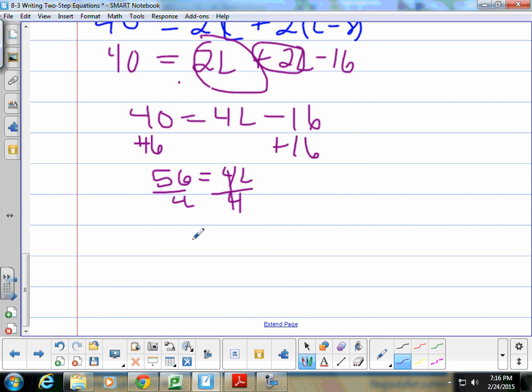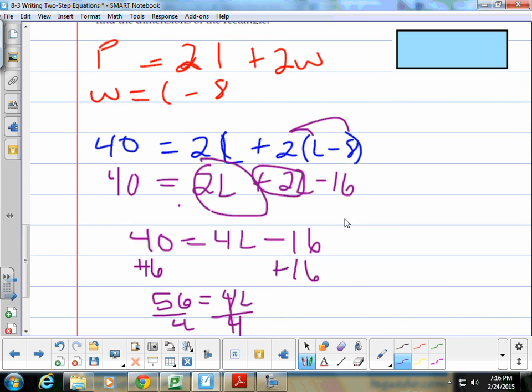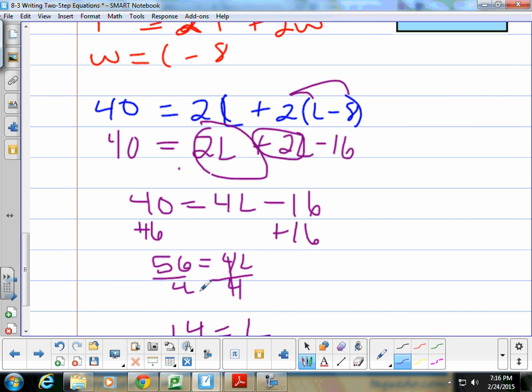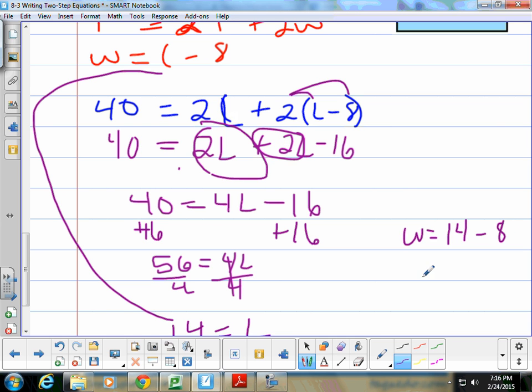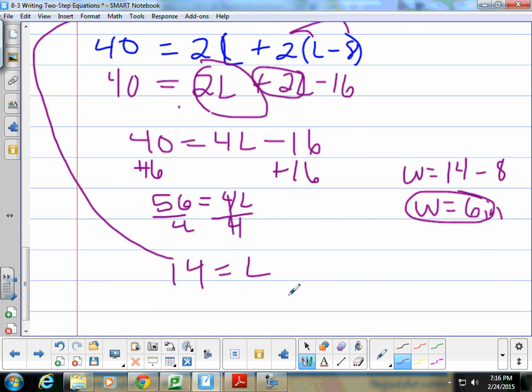And I end up with 14 is the amount of my length. So if I know my length, now I still need to know my width. So I would plug my length back in, and my width is my length minus 8. So that would mean my width is 6. And this is in inches. So hopefully I did that right.